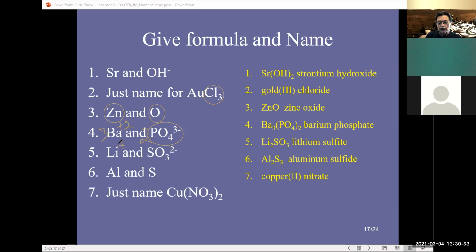All right, aluminum and sulfur. Well, break them into the ions. What do we know about aluminum? Aluminum's in group 3. It's a metal. It's going to lose 3 electrons. You got 3 valence electrons. It has a +3 charge.